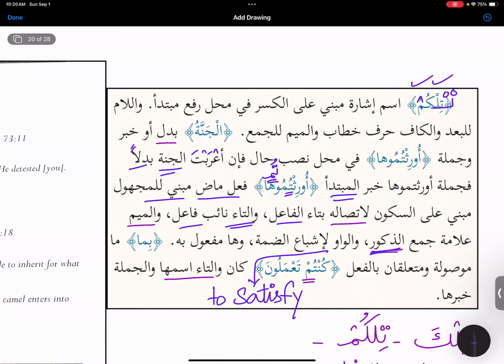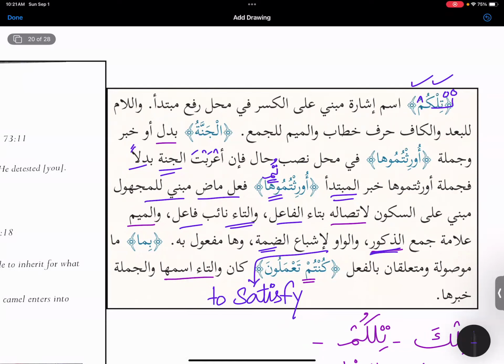Yeah, so for muzakkar. And wow li ishbai dhamma. Now they are referring to this wow. Why is this wow here? This is not wow jamma. Dhamma ki wajah se wahan par wow laga gaya, because actually it is supposed to be uristum. This wow is just to satisfy dhamma.